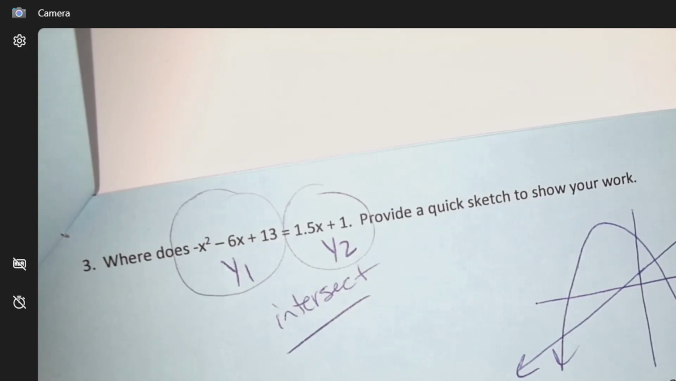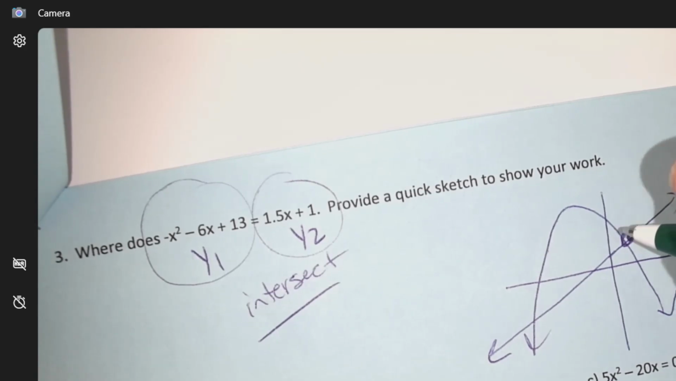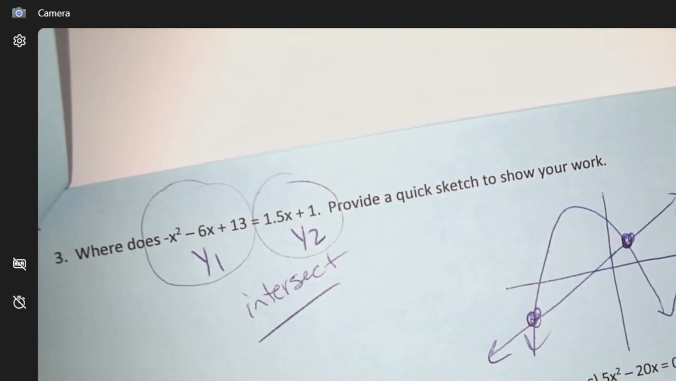So provide a quick sketch. So this is what my screen kind of looks like. And then I think you're going to have 2 answers here because it doesn't say anything beyond that.